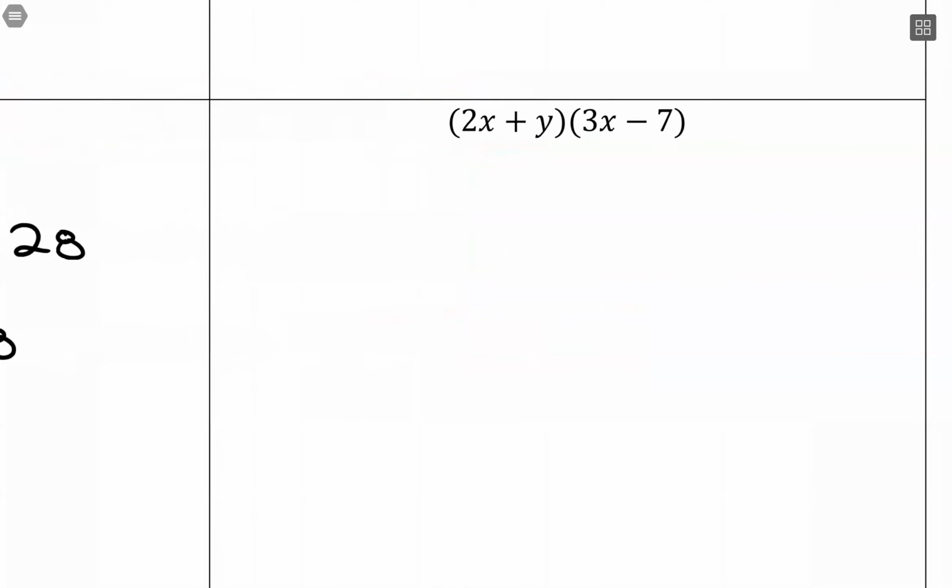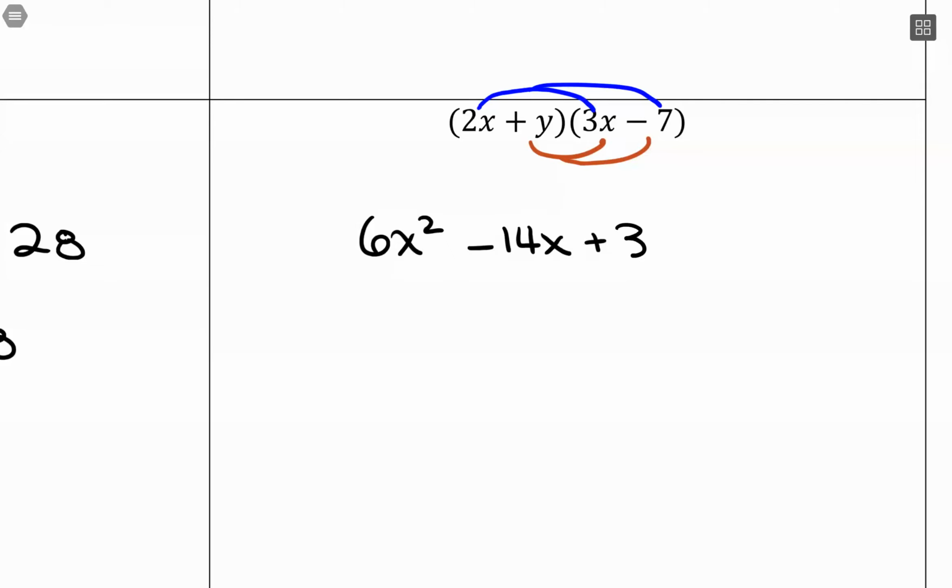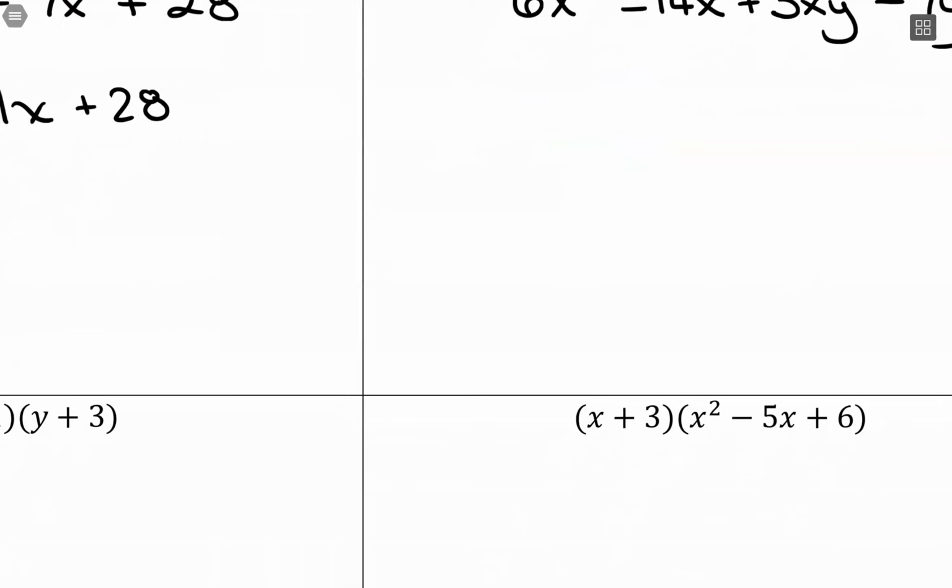Same thing here with just some different variables, but we'll do first, outer, inner, last. So 6x squared, and 2x times negative 7, negative 14x, y times 3x, 3xy, and then y times negative 7, negative 7y, and there are no like terms, so it stays just like that.